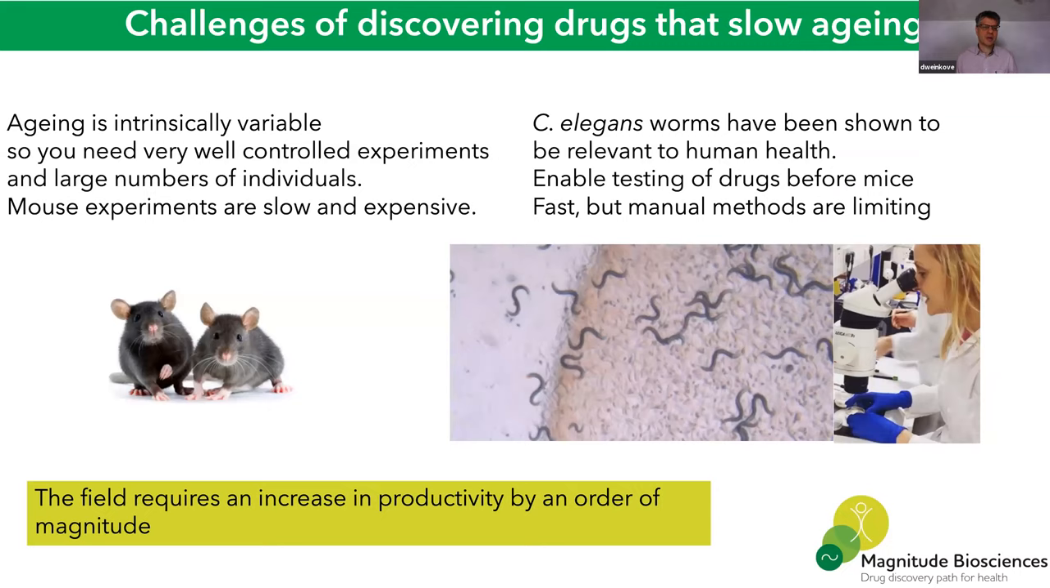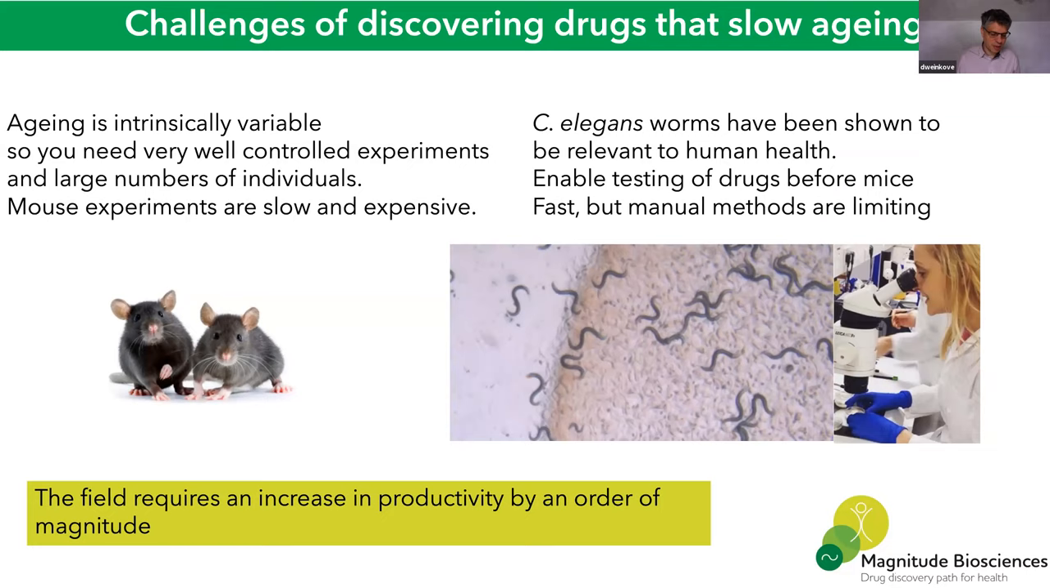To understand aging, you need to recognize that aging is intrinsically variable. Even though we could predict the aging of a population, individuals age in different ways. And so you need very well-controlled experiments and large numbers of individuals. Doing this kind of experiment with mice is very slow and expensive. Now, C. elegans have been shown to be very relevant to human aging.